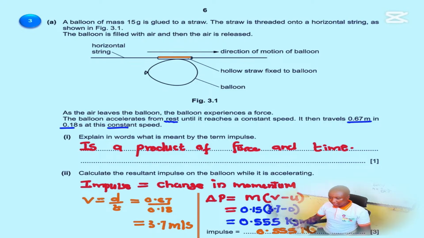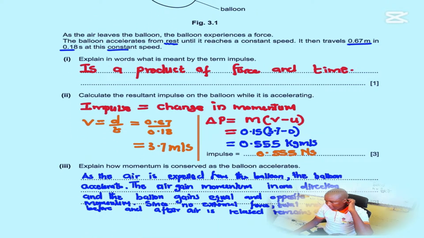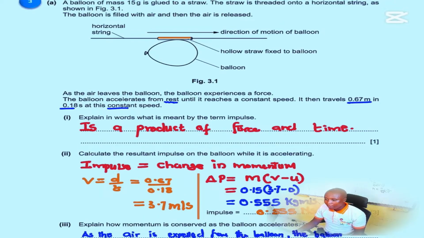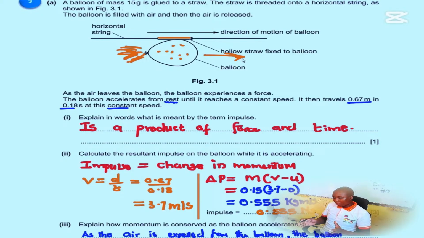All right. So in this case, we are supposed to calculate the resultant impulse on the balloon while it's accelerating. So we have this balloon, and the moment the air is expelled from the balloon, the balloon is going to move forward. Because as the air is being expelled from the balloon, there is a change in momentum. There is a force exerted on the balloon, and the balloon exerts a force on the air as it's being expelled.